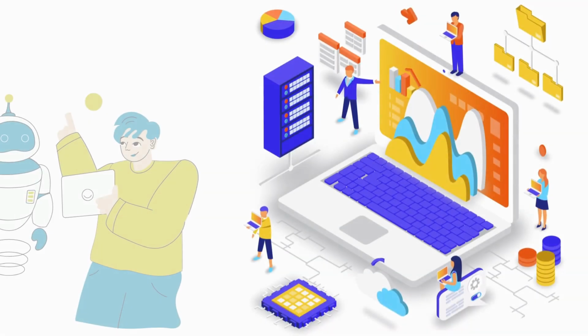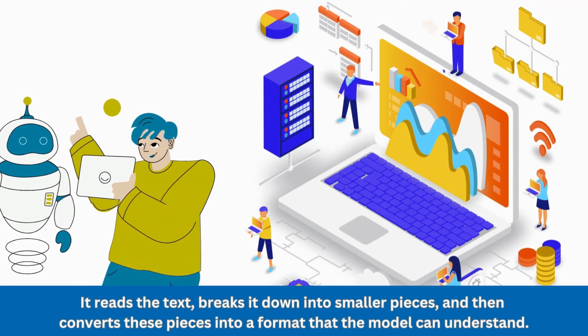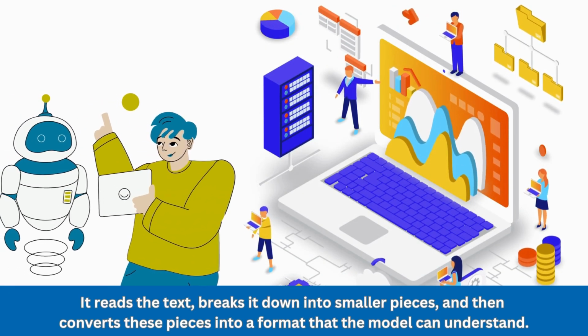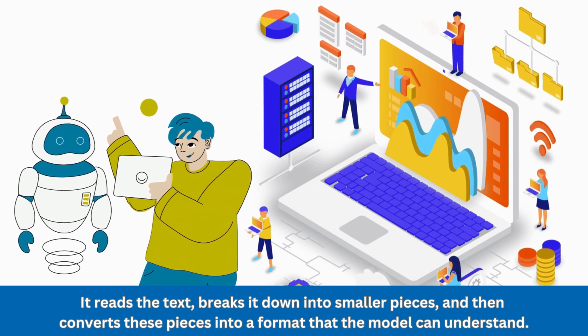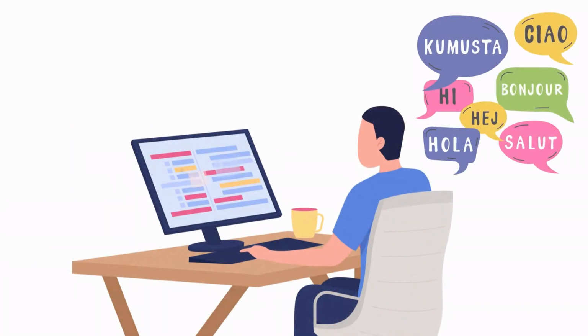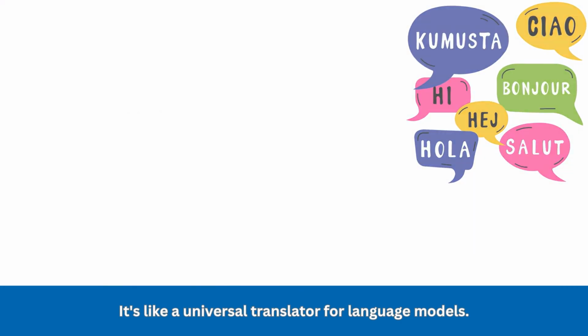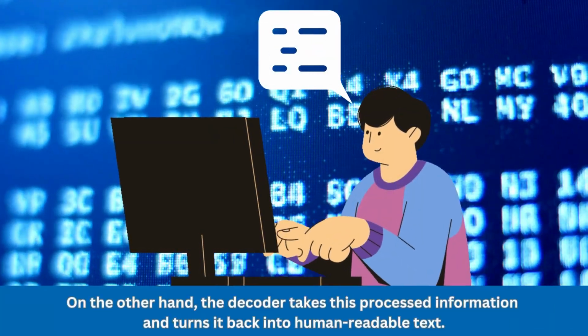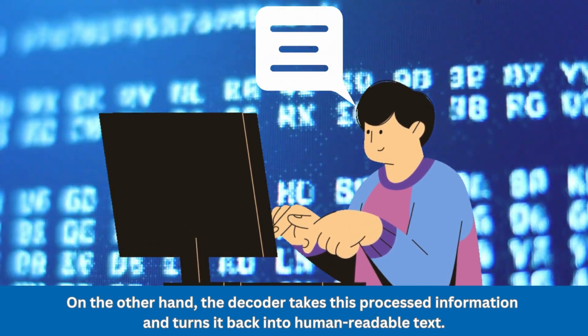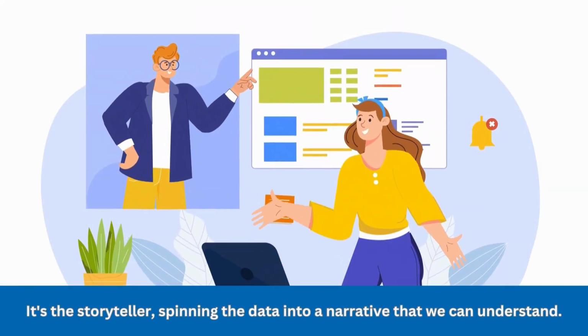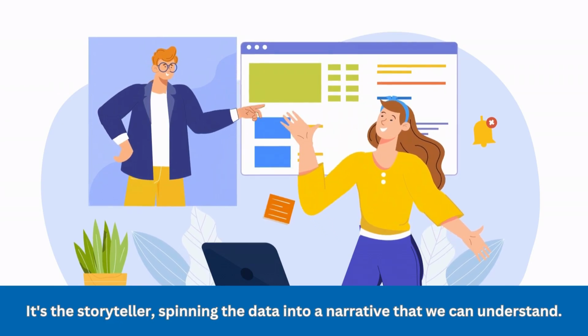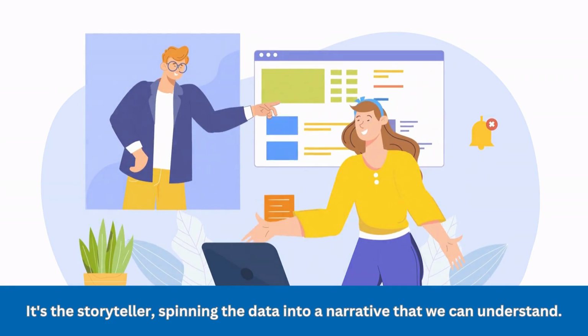It reads the text, breaks it down into smaller pieces, and then converts these pieces into a format that the model can understand. It's like a universal translator for language models. On the other hand, the decoder takes this processed information and turns it back into human-readable text. It's the storyteller, spinning the data into a narrative that we can understand.